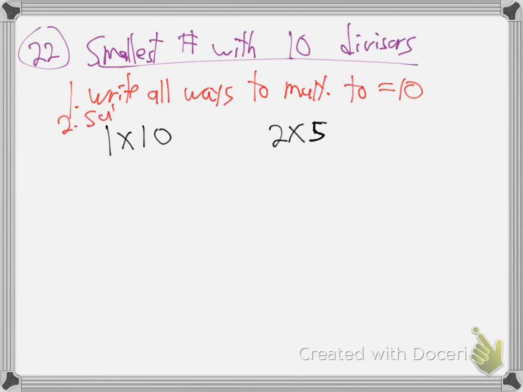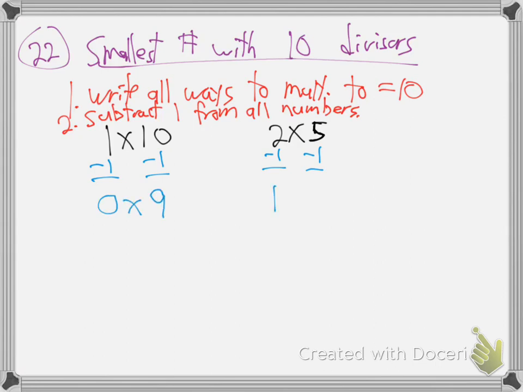Step 2. Subtract 1 from all numbers. Subtract 1, subtract 1, subtract 1, subtract 1. What do I get? 0 by 9, 1 by 4. So I didn't really write all this out last time. I kind of talked it out and reasoned it out and showed you 1 or 2 in 3 minutes, and we were out of time.